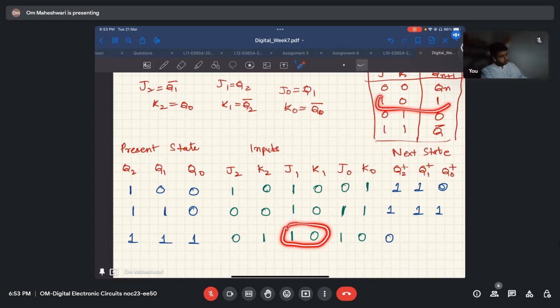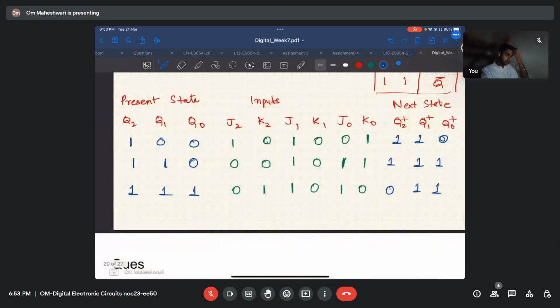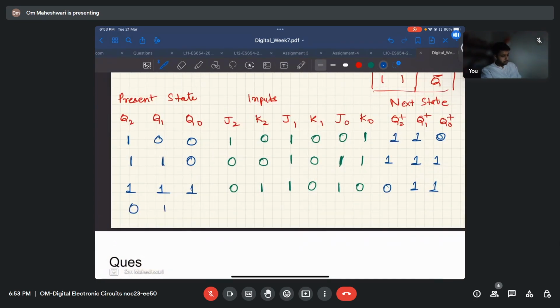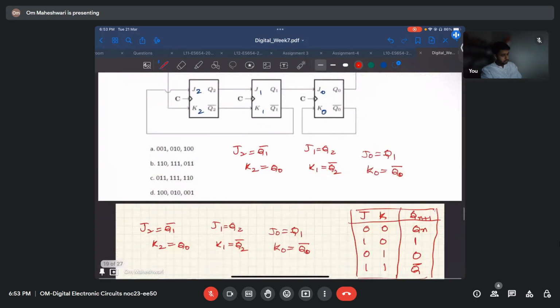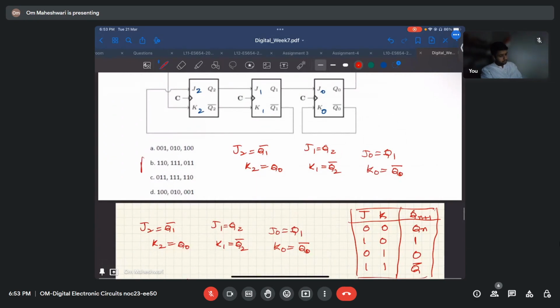1, 0 is 1. Again, 1, 0 is 1. So this is after the third cycle: 0, 1, 1. So this is cycle 1, 2, and 3. From 1, 0, 0 we went to 1, 1, 0, then 1, 1, 1, and then 0, 1, 1. So we have 1, 1, 0. B is the answer.